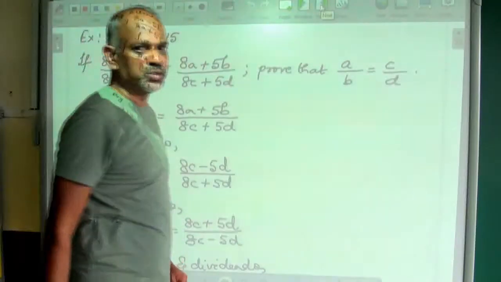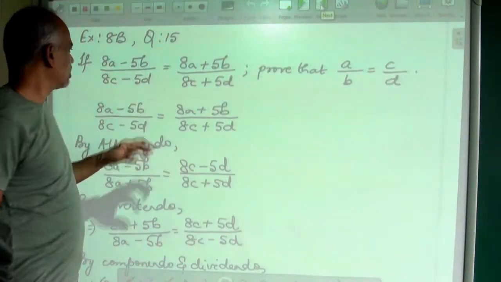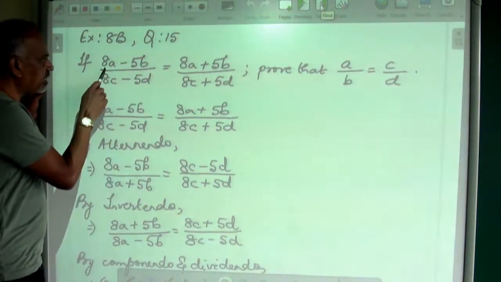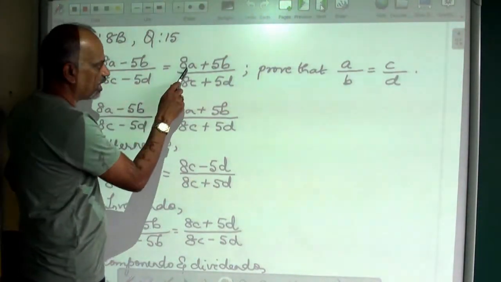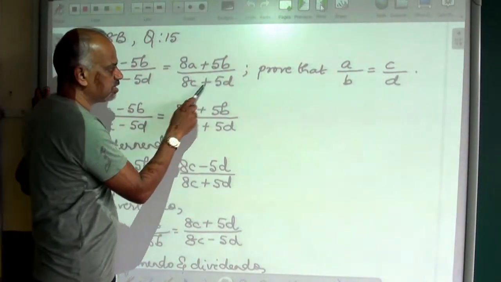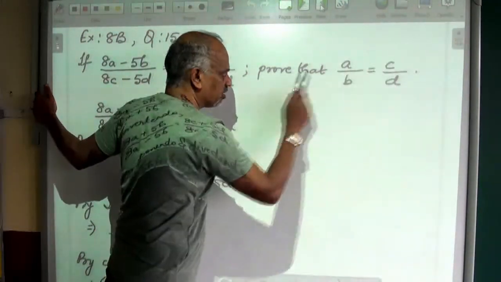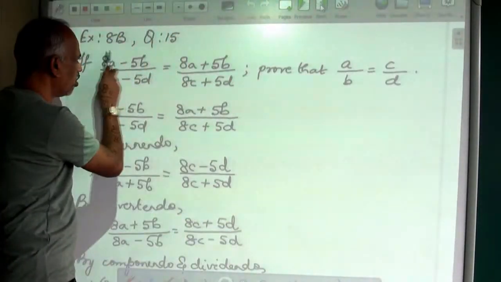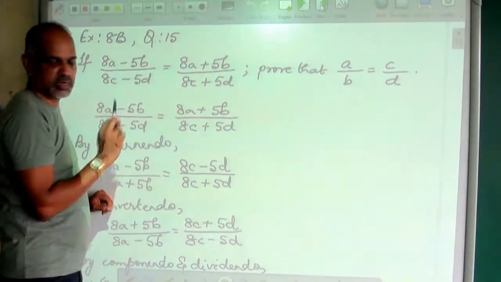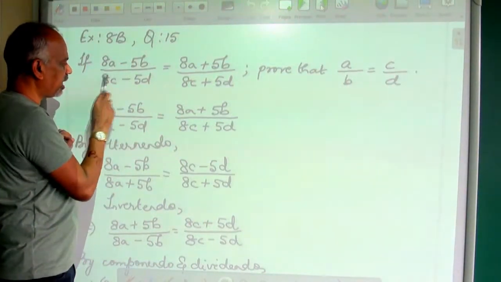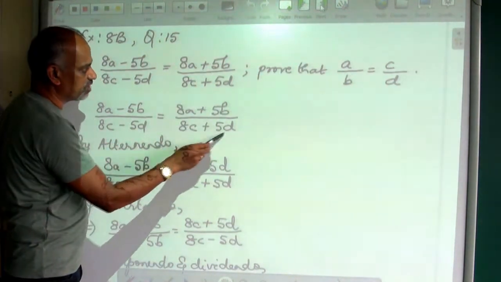A question relating to these three properties from exercise 8b, question number 15. If (8a minus 5b) by (8c minus 5d) is equal to (8a plus 5b) by (8c plus 5d), prove that a by b is equal to c by d. This comes later, you are going to prove something, but this is what is given. So you will always start with whatever is given. (8a minus 5b) by (8c minus 5d) is equal to (8a plus 5b) by (8c plus 5d).